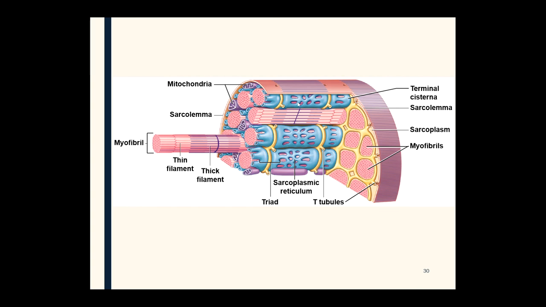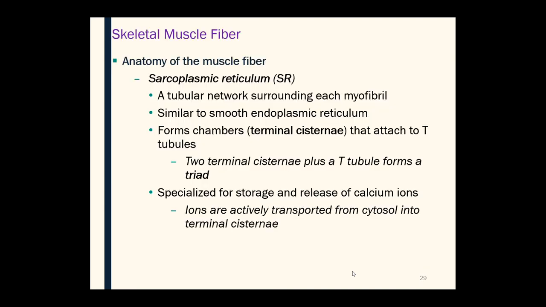Okay, and then we had the sarcoplasmic reticulum. These are these blue tubes here. These store calcium. The swelling of the SR, the sarcoplasmic reticulum, is called a terminal cisternae. Then there's another terminal cisternae sandwiching a T-tubule. That right there is known as a triad. And we're going to see in a future lesson that relationship is very important.